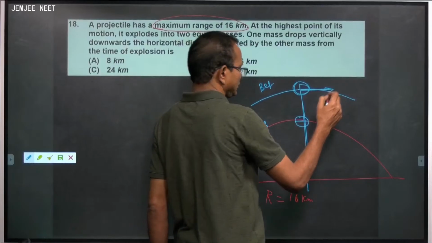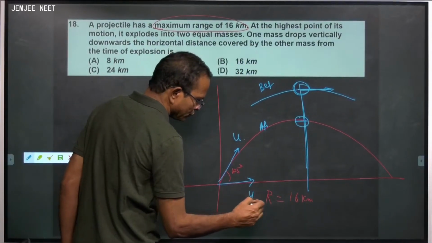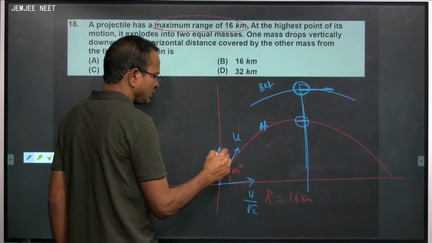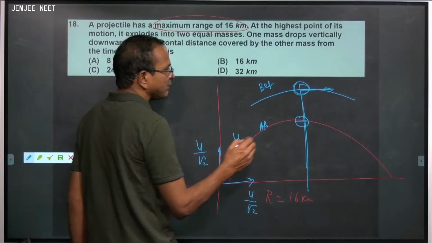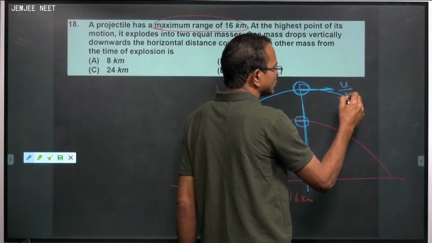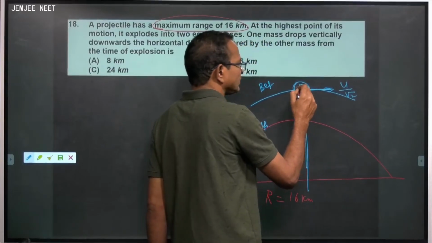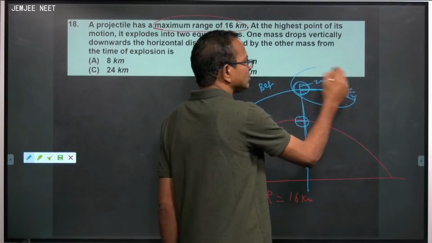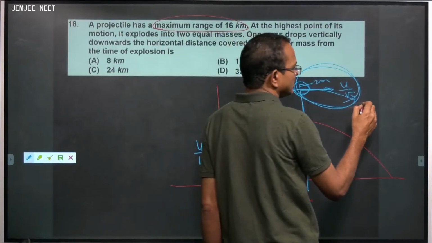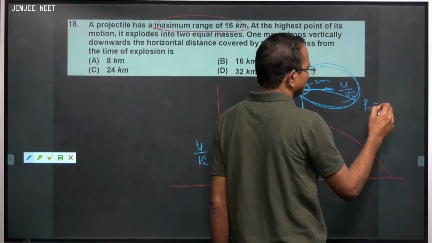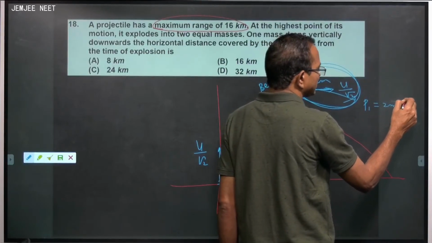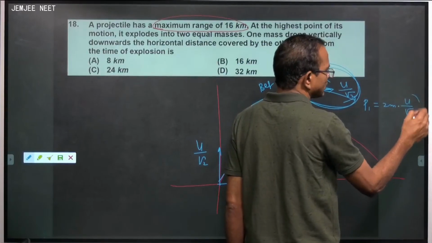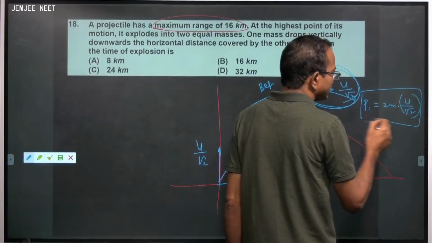Then what is the horizontal velocity? u by root 2, that is, u cos theta. This u by root 2 would have remained as it is, no doubt. This is before. What is the mass? 2m. So what is the momentum before? Momentum before the explosion is given by 2m times u by root 2. Correct? Is it right?